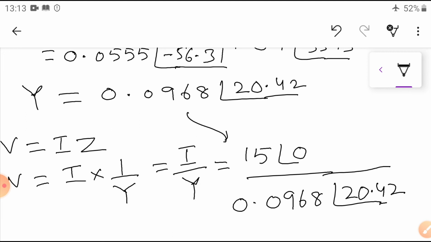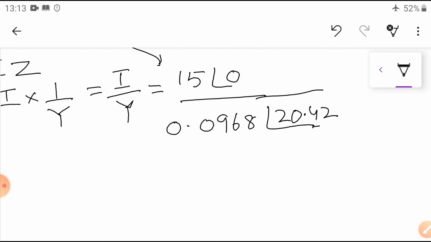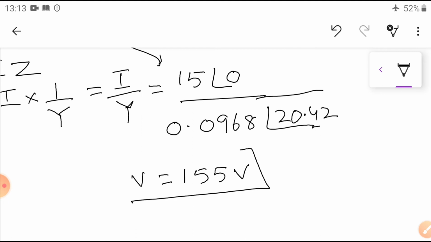Okay. Then, so these are the values. Then we are going to get the supply voltage from this one. So V is equal to 155 volts. This is the final answer.